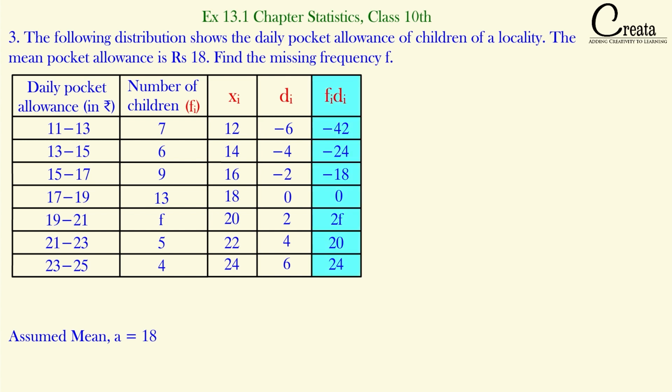We got Fi into di. Let's do the addition of Fi into di. It will be 2f minus 40. Note that we have done all the addition and we have taken 2f separately.